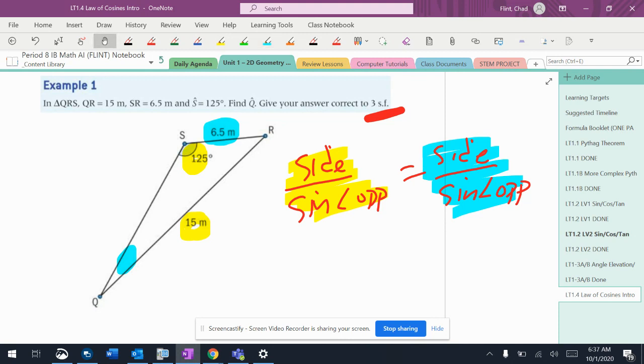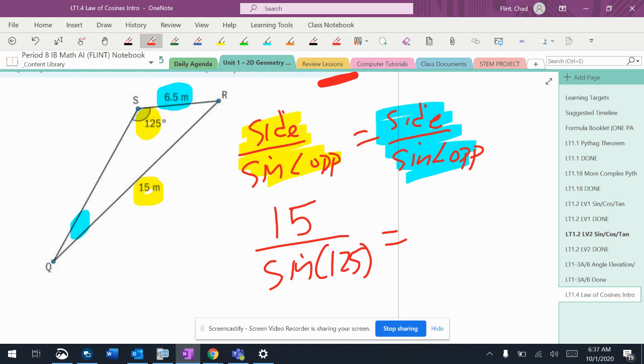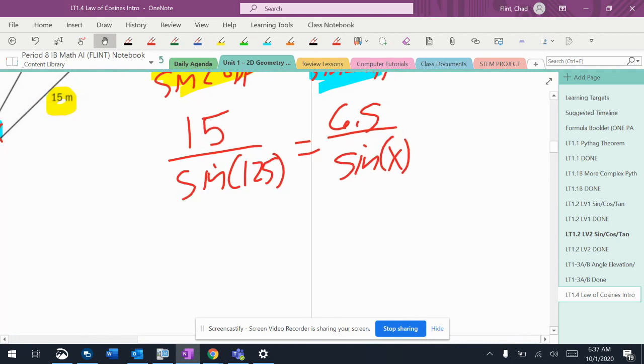And then I just plug in the numbers that I know and throw an X in the thing that I don't know. So it's going to be, let's go 15, because that's the yellow side, over sine of 125 equals, side is 6.5 over sine of X. All right, now I would encourage you to put an X in the diagram so we know what we're looking for. And now we just cross multiply and make sure everything lines up.